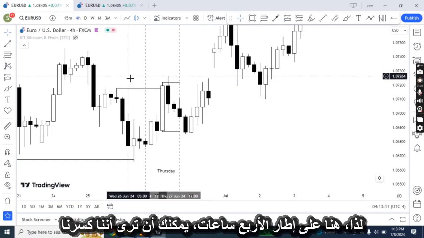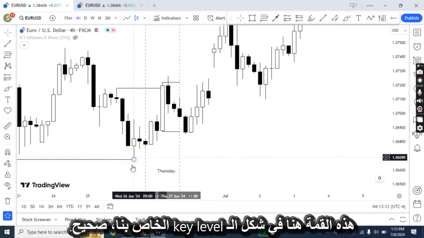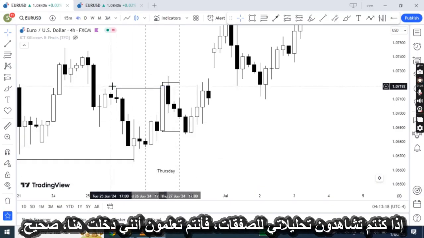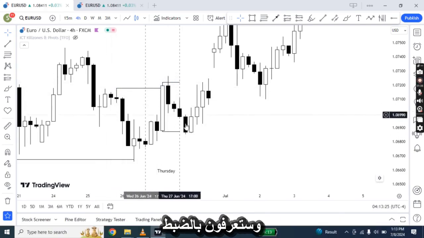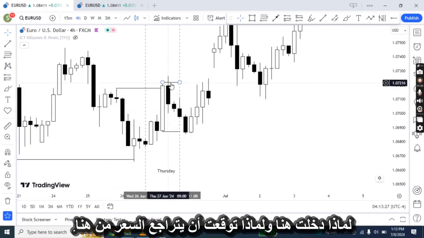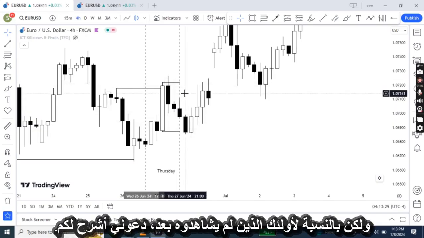So right here on the 4-hour, you can see that we've taken out this high right here in the form of our key level, right? If you've been watching my trade breakdowns, then you'd know that I took an entry here, and you'd know exactly why I took an entry here and why I expected price to retrace from here. But for the lazy ones that haven't watched it yet, let me explain it to you.